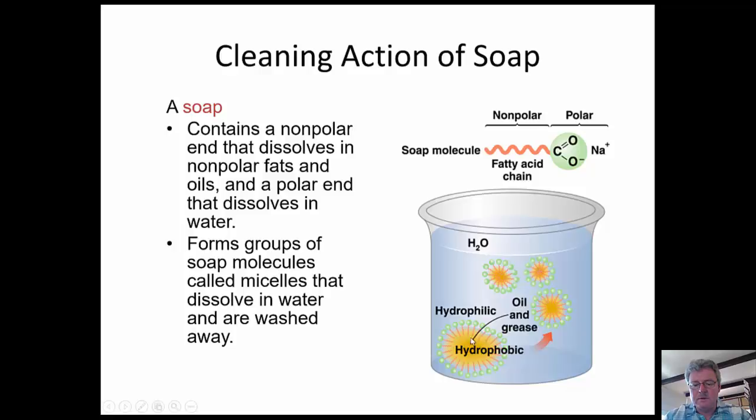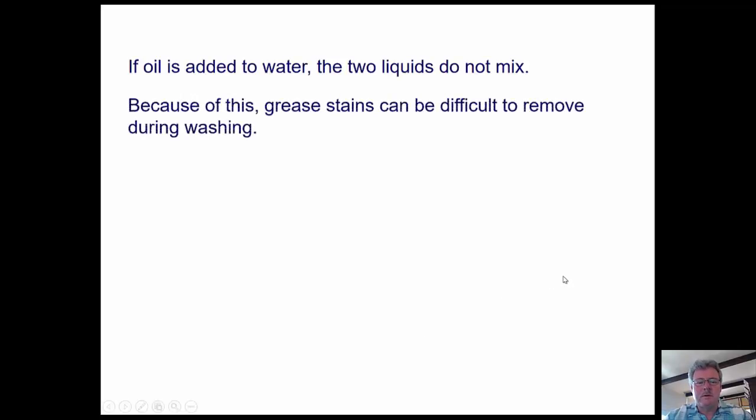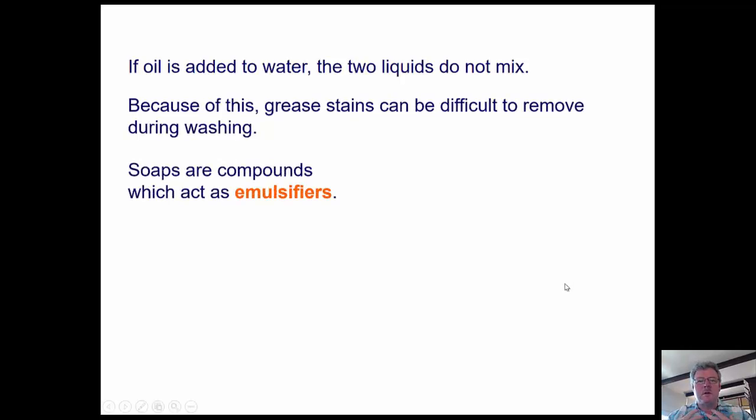That tail can dissolve into grease and oil molecules, globules, and it acts like a surfactant because it's attaching to the surface, but it also acts like an emulsifier. An emulsifier is something we'll see shortly, can break the oil up or break a liquid up so that it is suspended in another liquid. If oil is added to water, we say that's immiscible, they don't mix. And because of that, when you get grease on your clothes, they can be difficult to get off. The oil and grease stains often stay for a long time because it's difficult to get off.